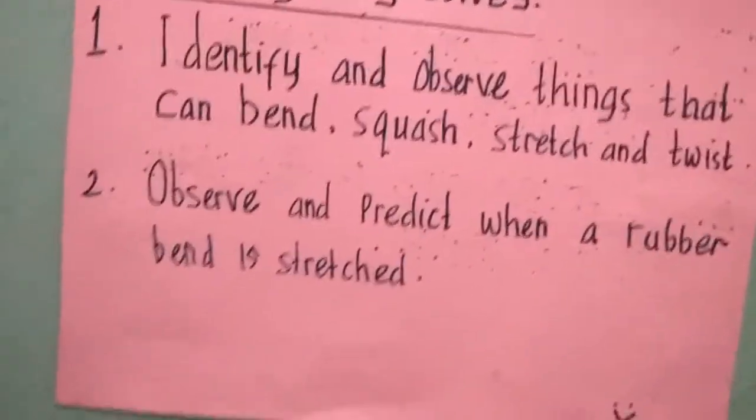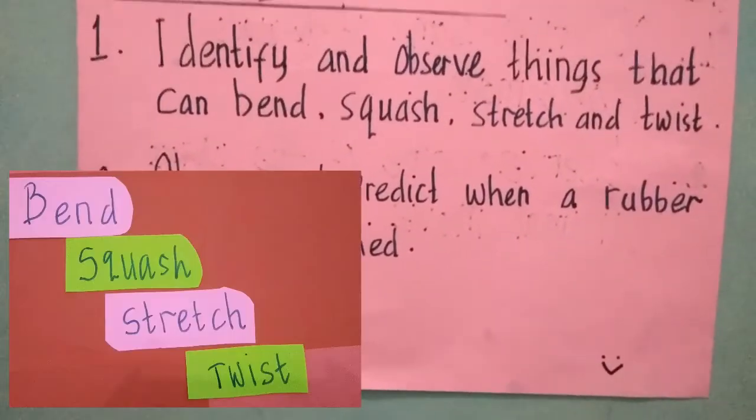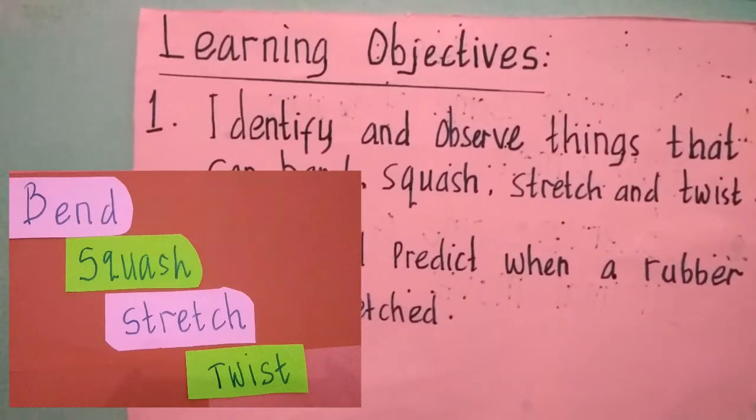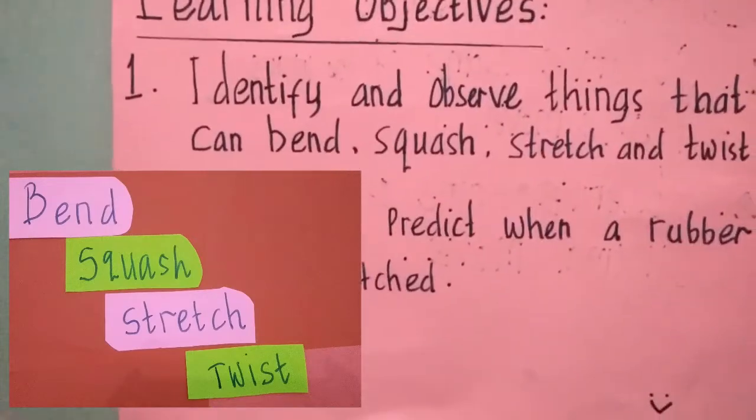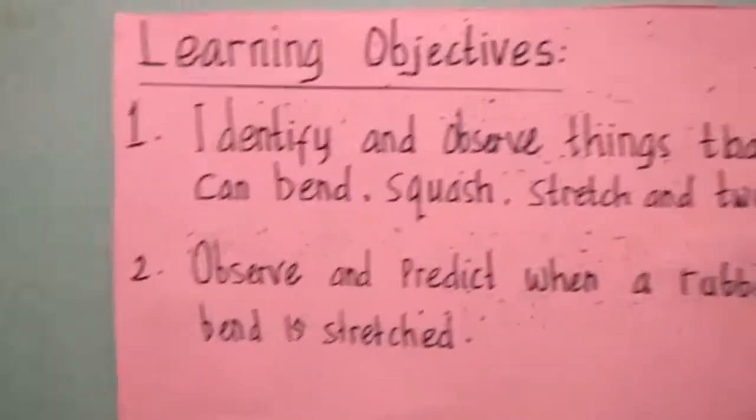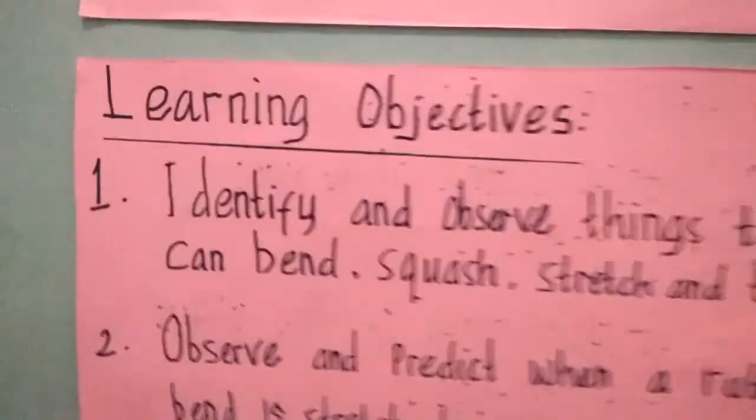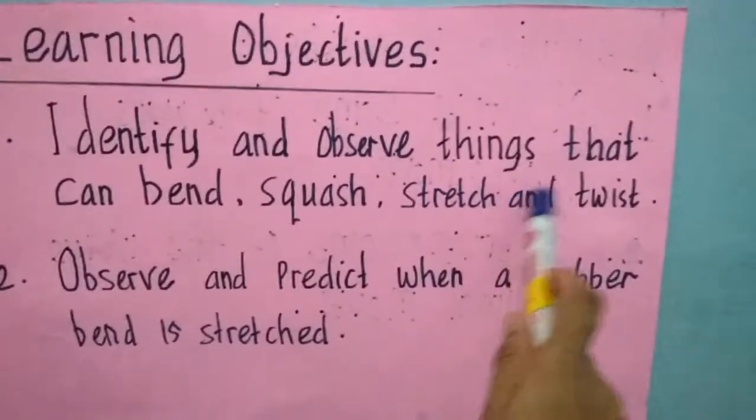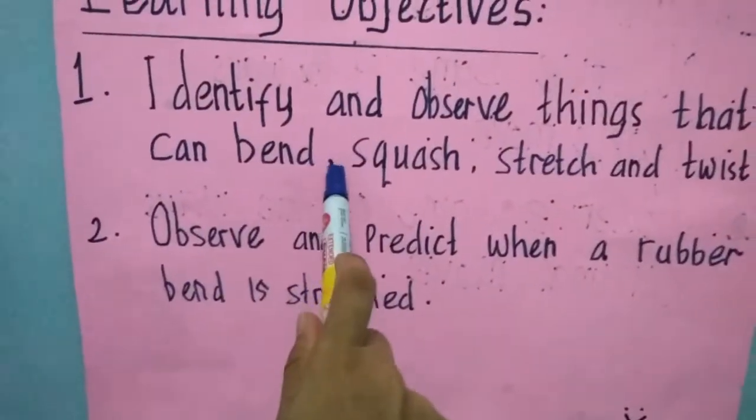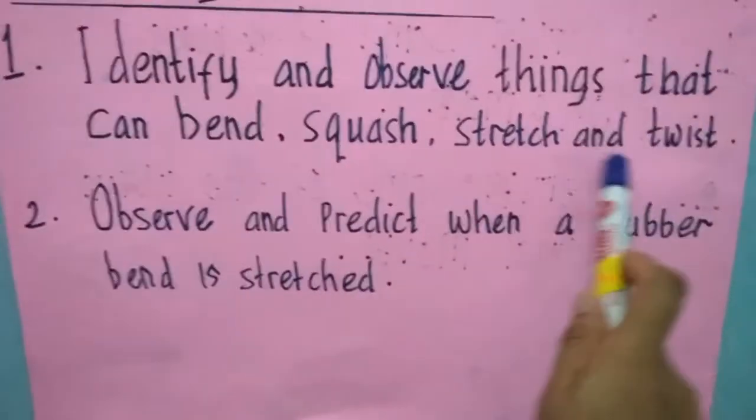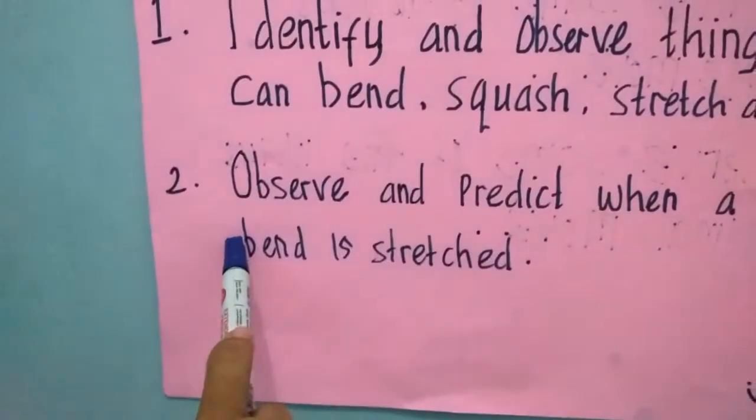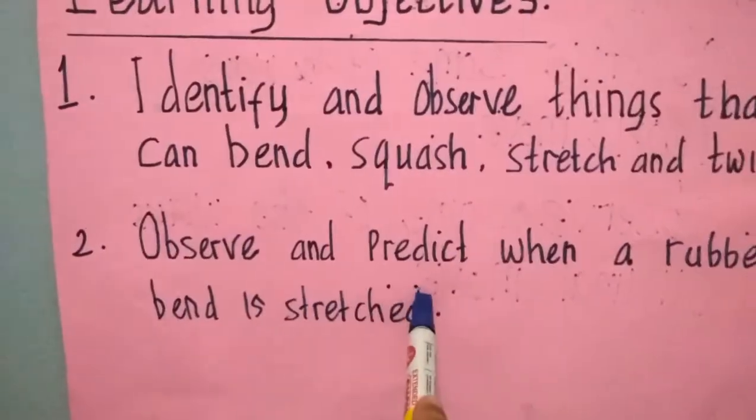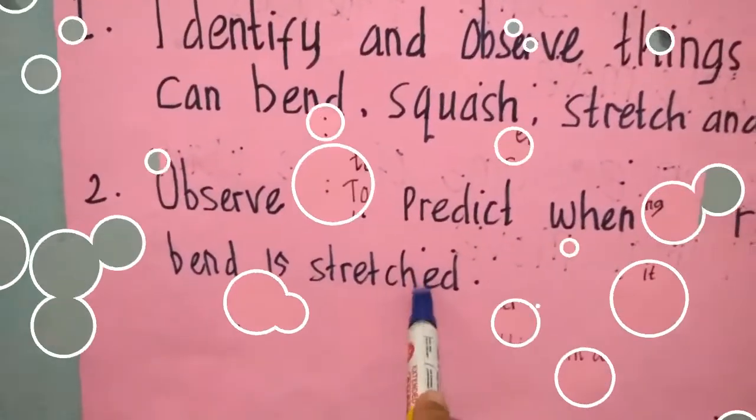Hello students, today we are going to talk about bend, squeeze, stretch and twist. Our learning objectives for today are: first, identify and observe things that can bend, squeeze, stretch and twist. Second, observe and predict when a rubber band is stretched.